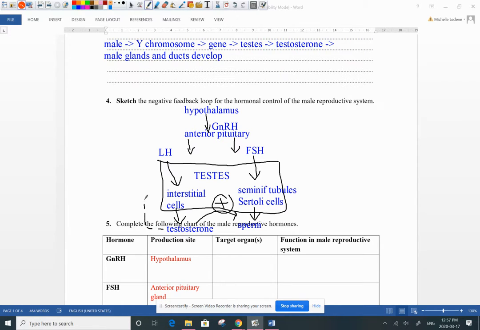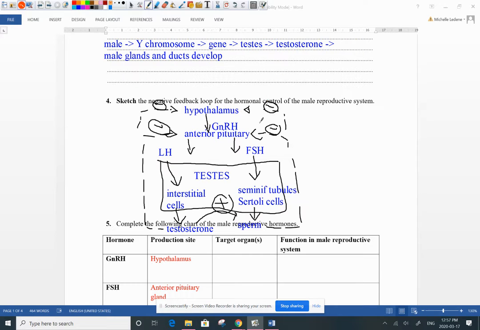So here, testosterone is going to float through the bloodstream, and it's negative feedback not only on the anterior pituitary, but also onto the hypothalamus. Okay, so double feedback loop there. Now, the sperm is having negative feedback onto the anterior pituitary, and yes, it's also going back to the hypothalamus.